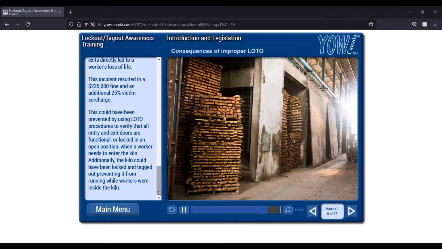This could have been prevented by using LOTO procedures to verify that all entry and exit doors are functional or locked in an open position when a worker needs to enter the kiln. Additionally, the kiln could have been locked and tagged out, preventing it from running while workers were inside the kiln.